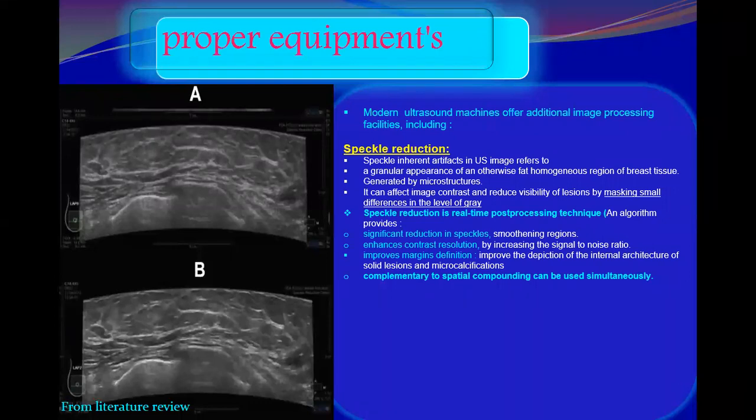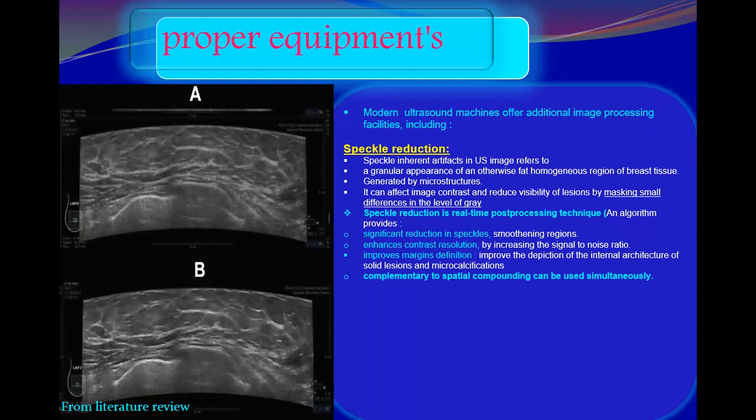Speckle reduction is a real-time post-processing technique. This algorithm provides significant reduction in speckles, resulting in smoothing of the regions, and it enhances contrast resolution by increasing the signal to noise ratio, and then improves margin definition. So the lesion margin will be very clear with speckle reduction. It improves depiction of internal structures of solid lesions, as well as microcalcifications.